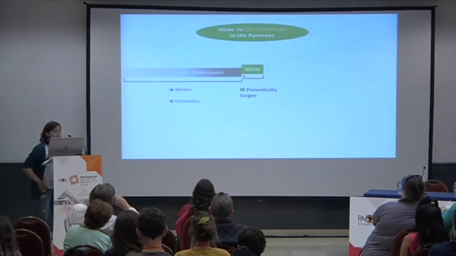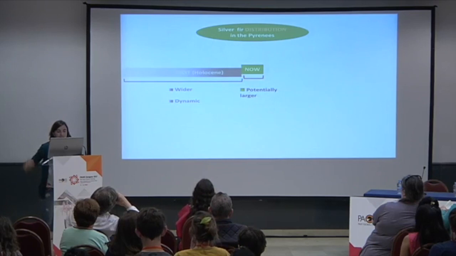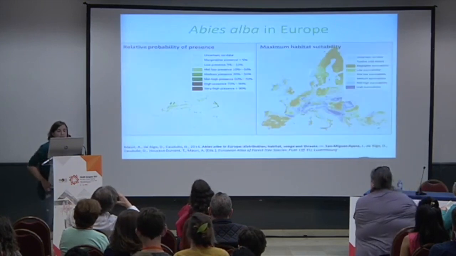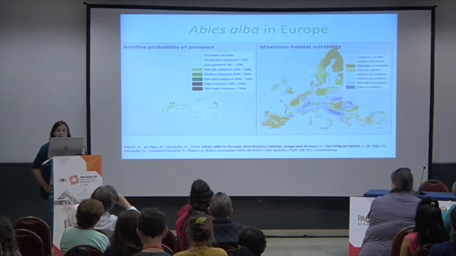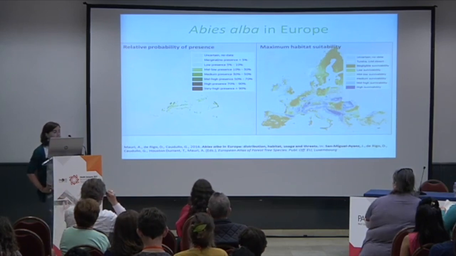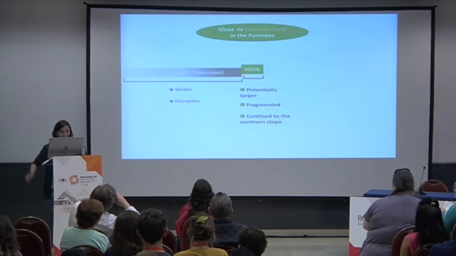Well, the current situation has clear threats too. First, the potential distribution area is larger than the current distribution area according to the topoclimatic models of suitability. One example of the suitability models is present in the European Atlas of Forest Species. At left, the current situation, and at right, the suitability model. The difference is quite clear.